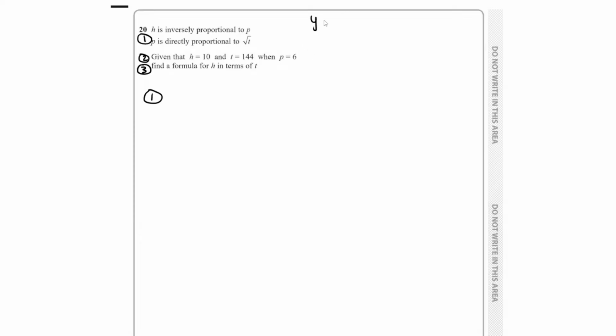For direct proportion, it's normally y equals kx. Obviously, I'm going to change the letters. And for inverse, it's normally y equals k over x. In this case, you write the letters in the same order. So h is inversely proportional to p. So that would be h is equal to k over p. I've just swapped the letters, right?